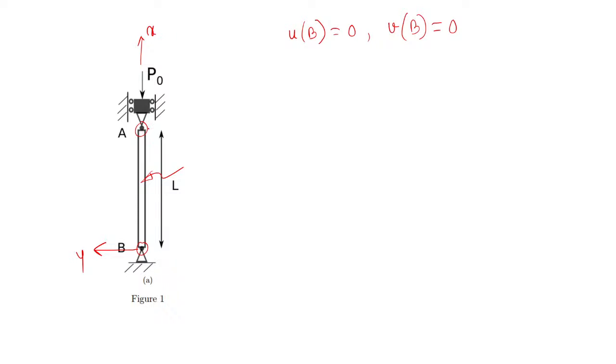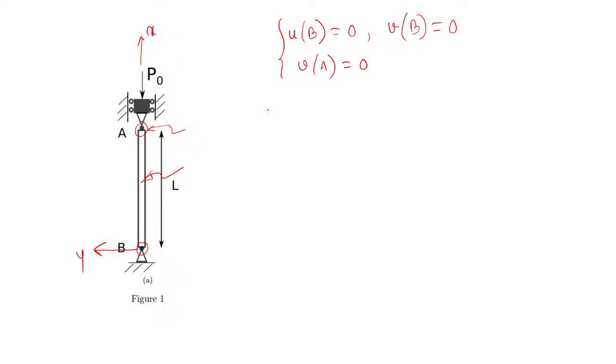But if you look at point A, point A is on a roller support. It can move along the x axis freely, but it cannot move in the y direction. So v at A is 0. It cannot move in the transverse direction. So u and v are the displacements along the x and y directions. Now, what are the boundary conditions?